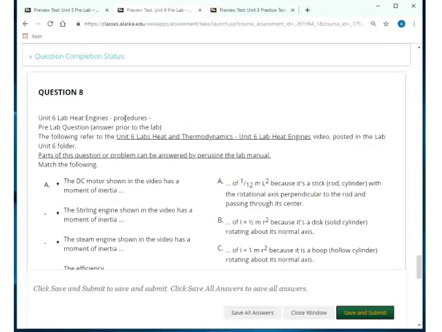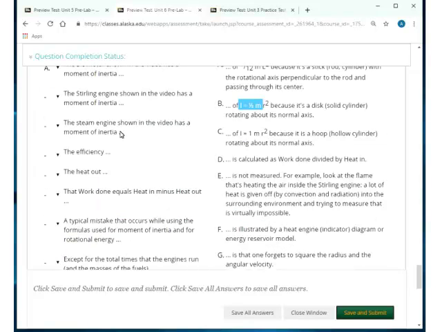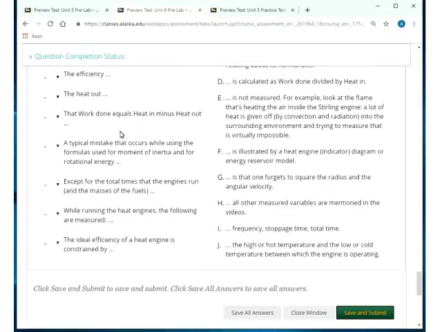Question 8, let's see, procedures for the heat engines. So the DC motor shown in the video has a moment of inertia of this much, the Stirling has a moment of inertia this much, and so on. And again, you can read through these yourself, and you should look at the lab manual.